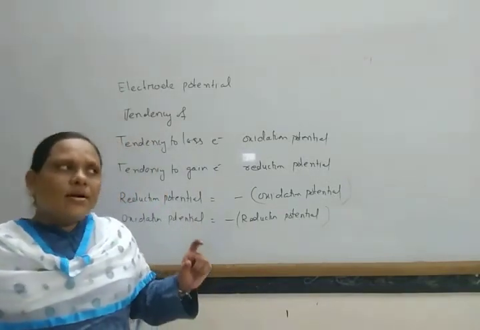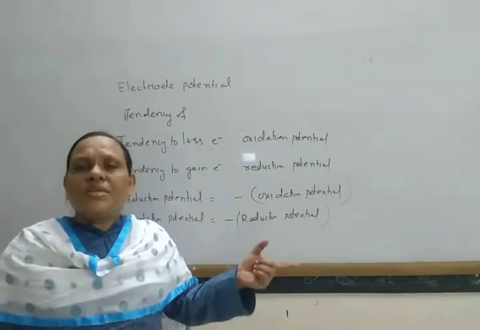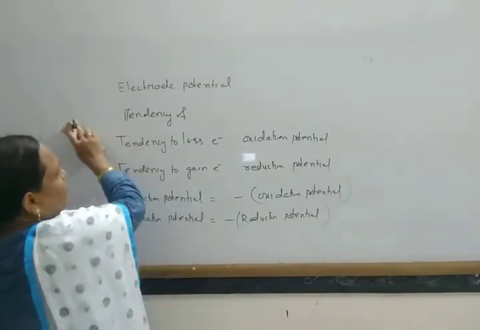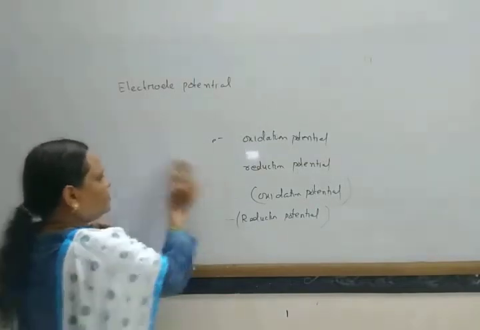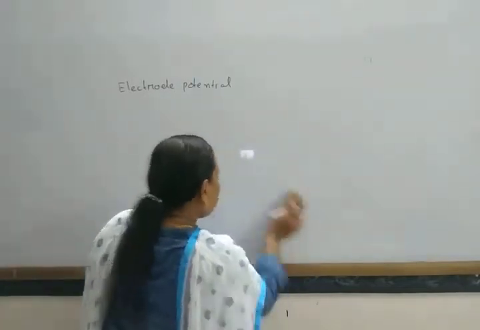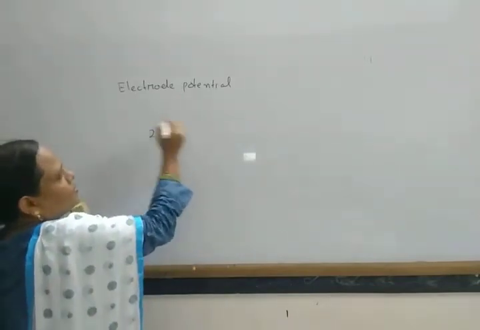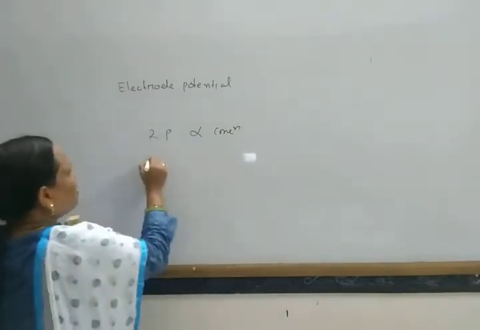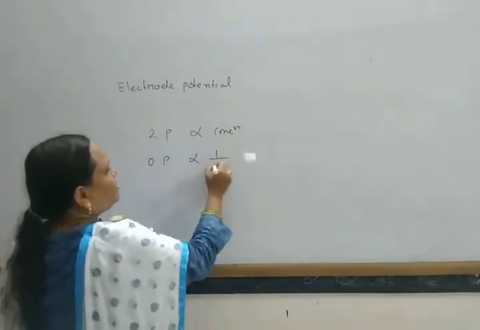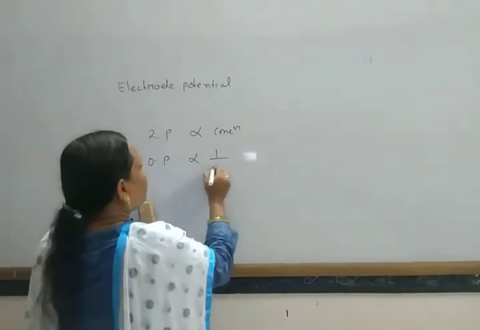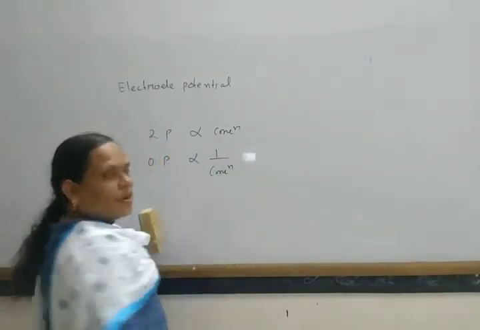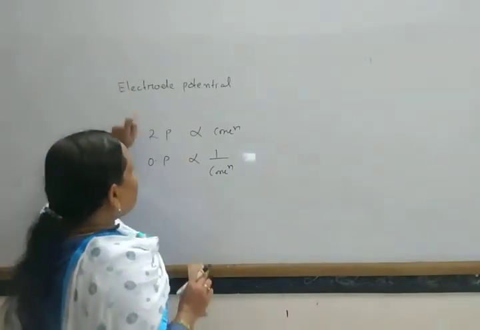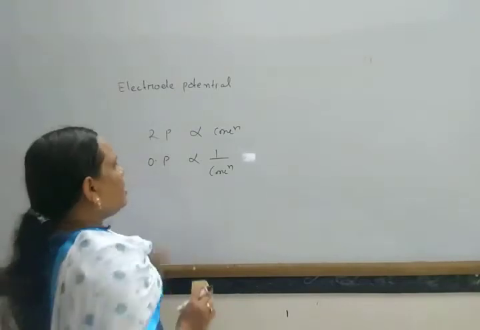Generally, with increase in concentration, the reduction potential increases and the oxidation potential decreases. The reduction potential is directly proportional to the concentration of the solution, and the oxidation potential is inversely proportional to the concentration of the solution. So this is some idea about reduction potential and oxidation potential.